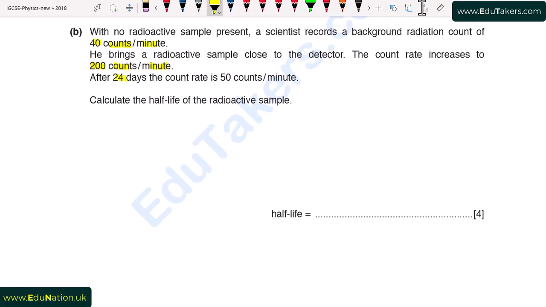After 24 days, the count rate is 50 counts per minute. Calculate the half-life of the radioactive sample. Here we have to find out the half-life.